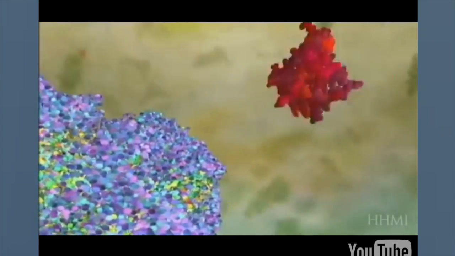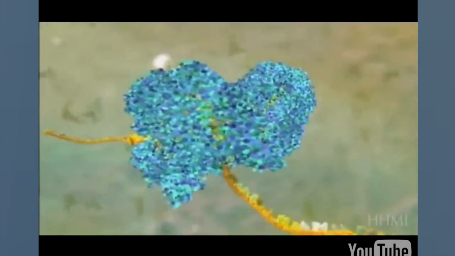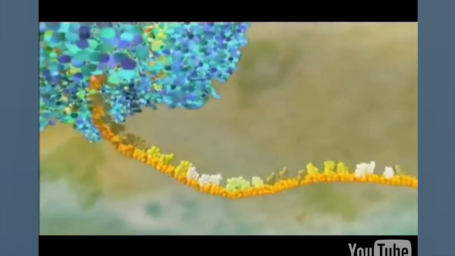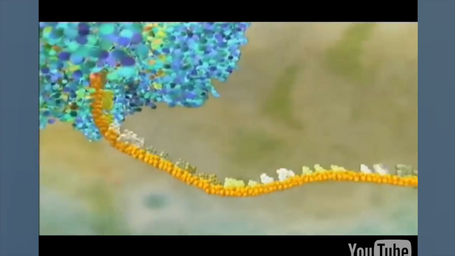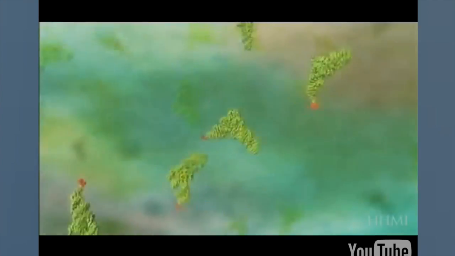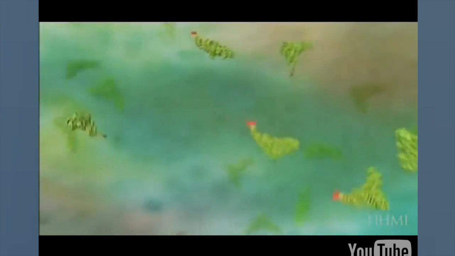Let's see how it works. The ribosome is composed of one large and one small subunit that assemble around the messenger RNA, which then passes through the ribosome like a computer tape. The amino acid building blocks, that's the small glowing red molecules, are carried into the ribosome attached to specific transfer RNAs. That's the larger green molecules, also referred to as tRNA.